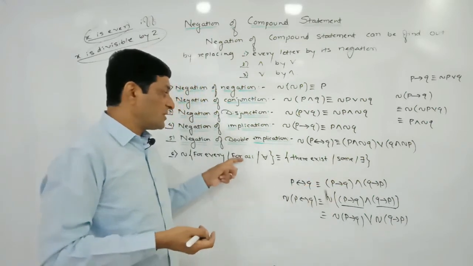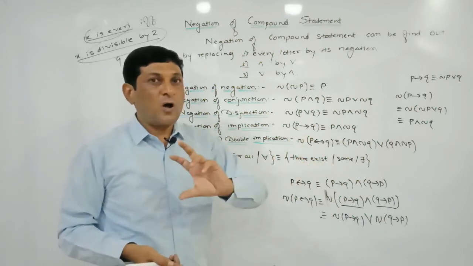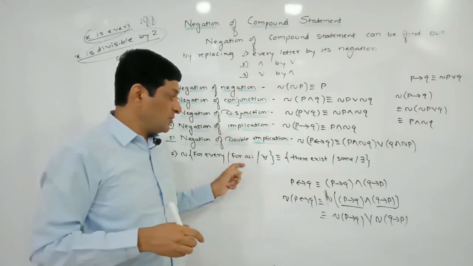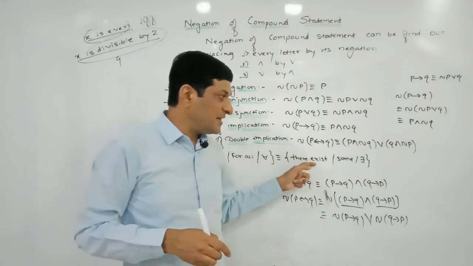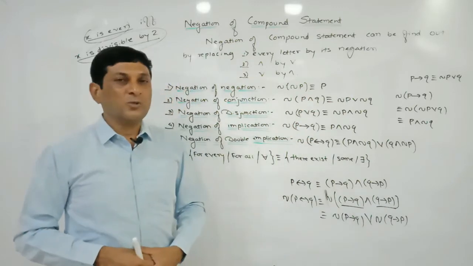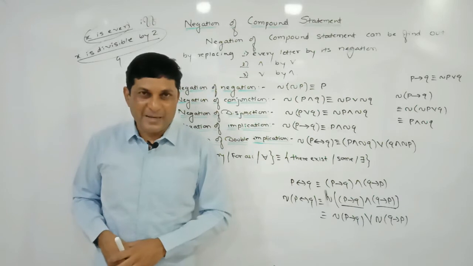Don't write it this way: all students of class 12th are boys, so all students of class 12th are not boys. This is wrong. So don't use "all"; it will get replaced by "there exists" or by "some". So these are all the rules of negation which we have to apply while solving the examples.